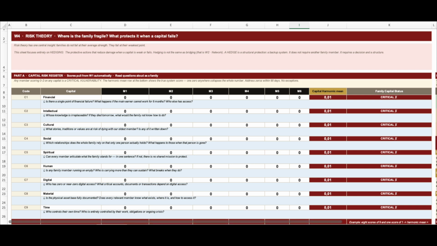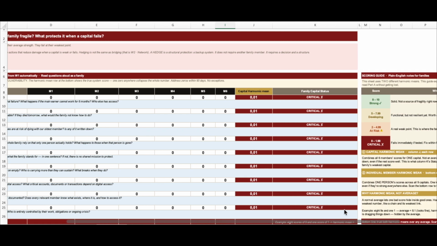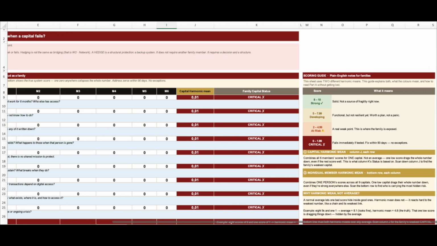Before you begin, take a moment to read the scoring guide on the right-hand side of the worksheet. It explains how to interpret both harmonic mean scores and what each colour means. You'll notice that this workshop uses the harmonic mean instead of a simple average. That's intentional. A simple average allows one weak score to hide inside several strong ones. The harmonic mean doesn't. It reacts strongly to low scores because families behave like interconnected systems. One weak capital can create risk for the entire family.